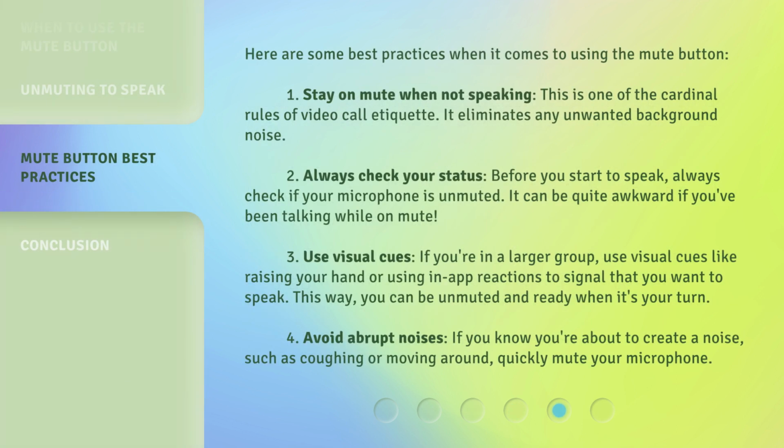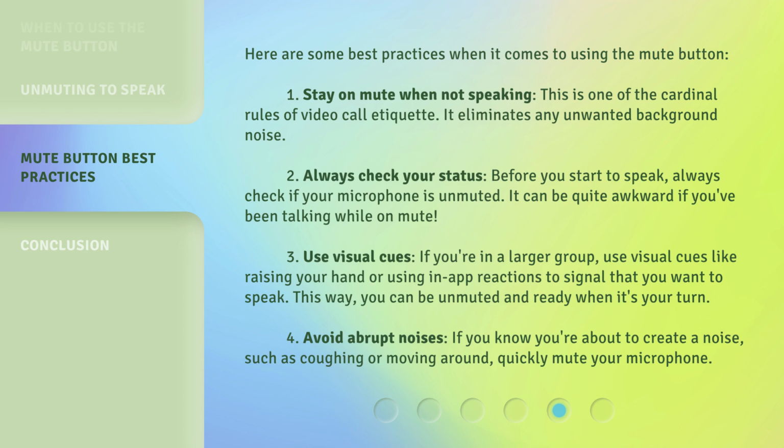Here are some best practices when it comes to using the mute button. 1. Stay on mute when not speaking. This is one of the cardinal rules of video call etiquette. It eliminates any unwanted background noise. 2. Always check your status. Before you start to speak, always check if your microphone is unmuted. It can be quite awkward if you've been talking while on mute.